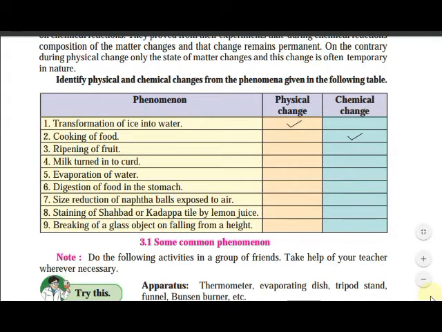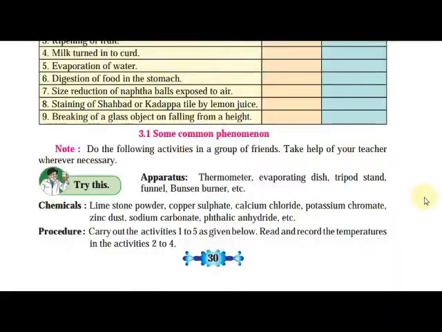Staining of Shahabad or Kadapa tile. Some common phenomena we have seen now. Understood? Do the following activities in a group of friends. Take help of your teacher wherever necessary.